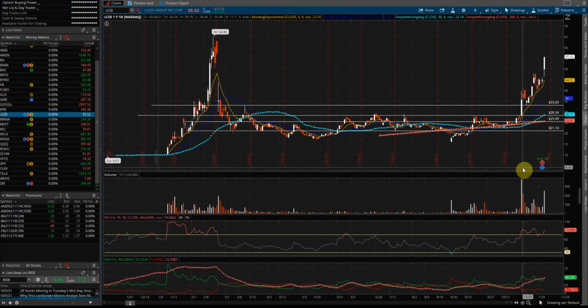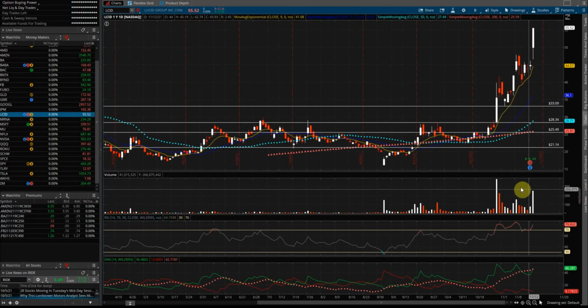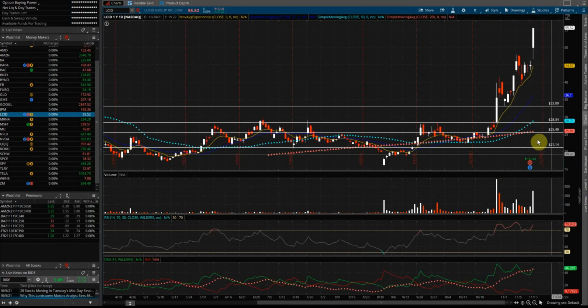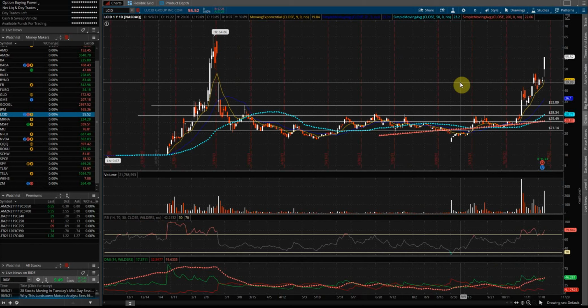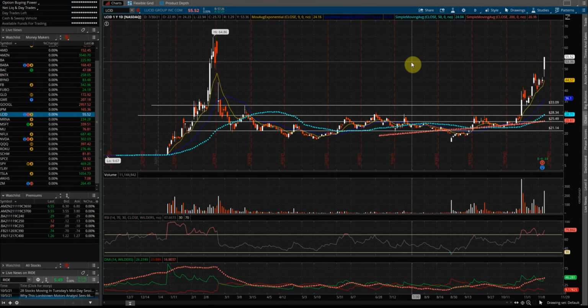So as you can see, you just look at what happens when the stock breaks the 9 EMA, what happens to the stock when it breaks the 21 SMA, and each stock will react differently. If you have any comments or questions, feel free to leave them in the comments, and I can make more videos like this.